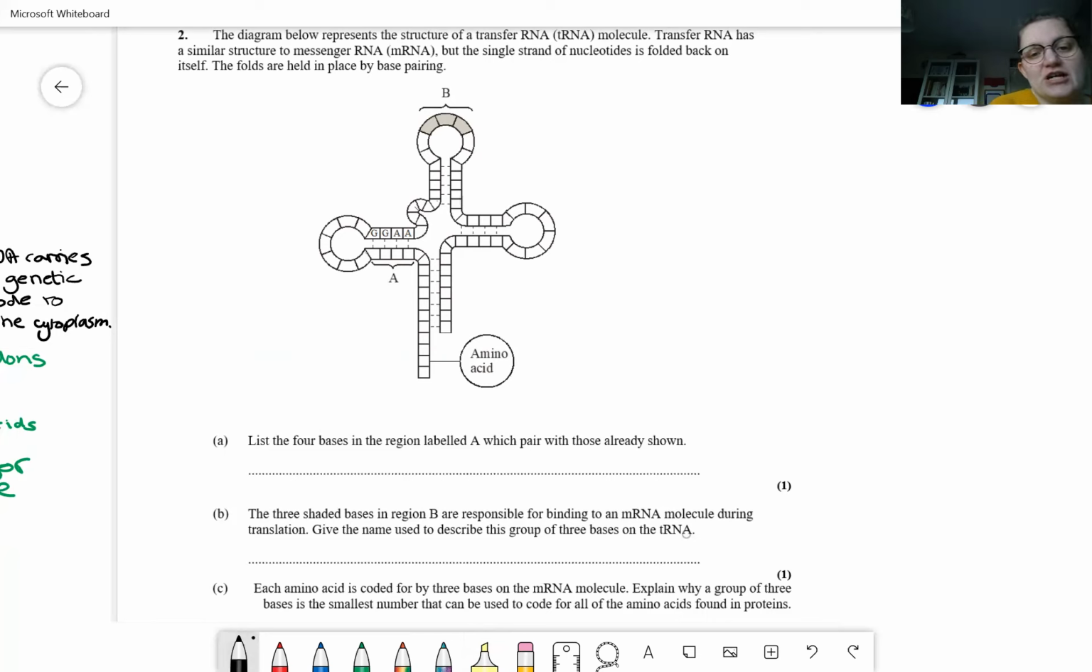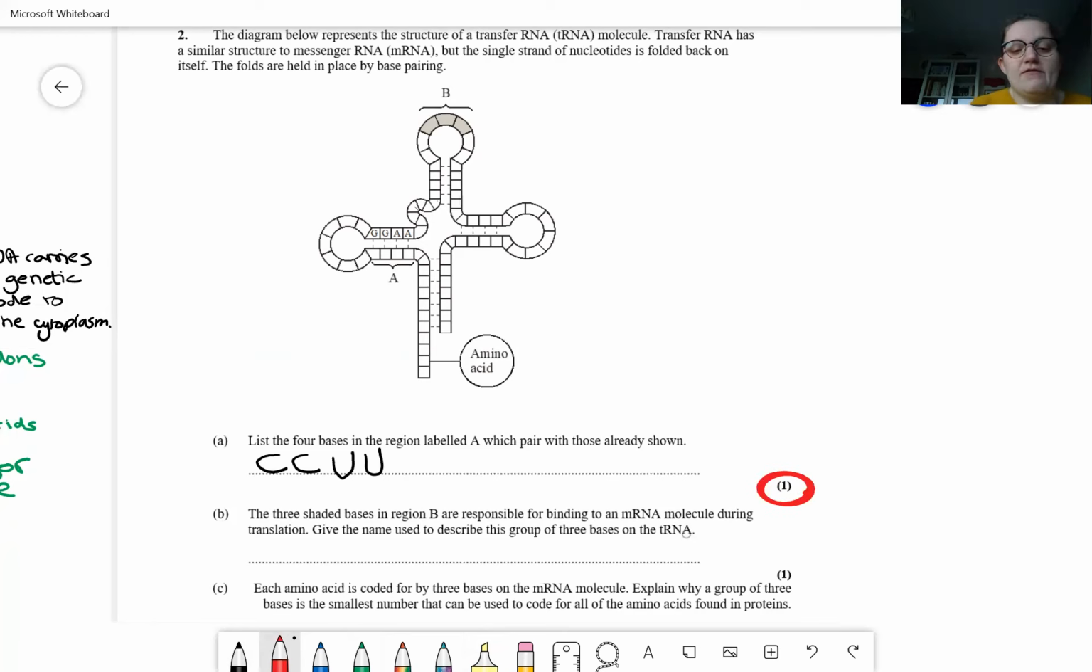So you've got GGAA there. So what you'd expected to do is put C. Now remembering this is tRNA, not DNA. So then you would want to put U for uracil, and that would get you the 1 mark there for that.